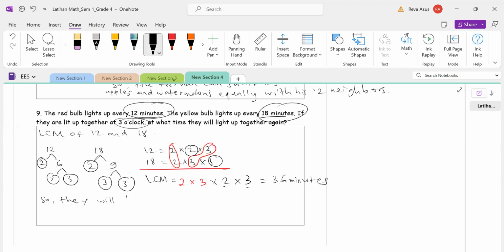So they will light up again 36 minutes after 3 o'clock. It is at 3:36. Or you can write it as 3 double dot 36. It shows the time.